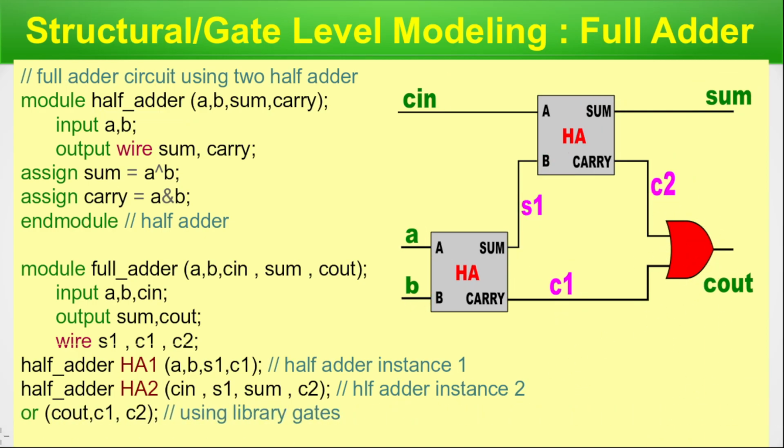So let us introduce the OR gate. The OR gate here has 2 inputs, C1 and C2, and 1 output, C out. Using library gates, I have made an inline comment here for good understanding. Now here we end our full adder module.